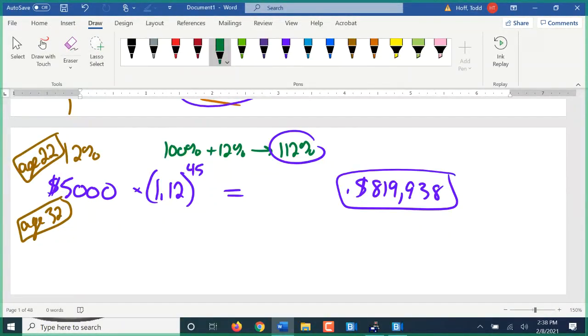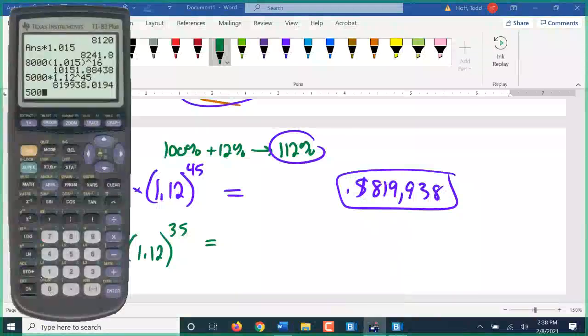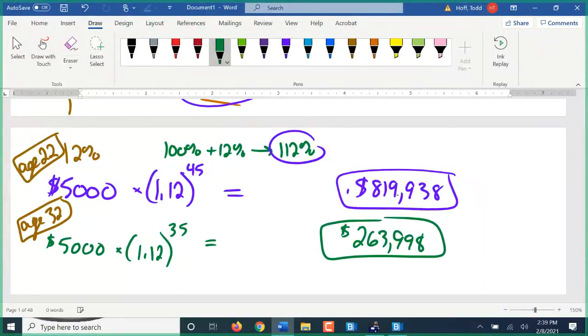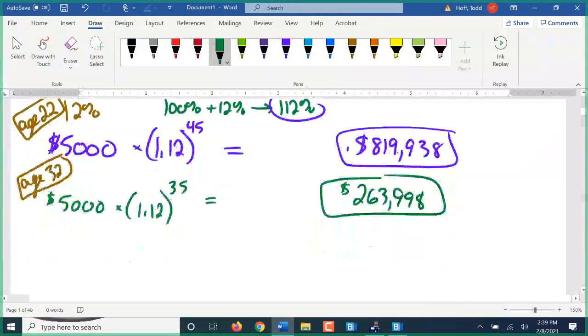So now you put away $5,000. Now how many years is it going to have to sit there? 10 less would be 35. Anybody want to guess what this number is going to be? $263,998. One-third of what you would have had if you put it away at 22.